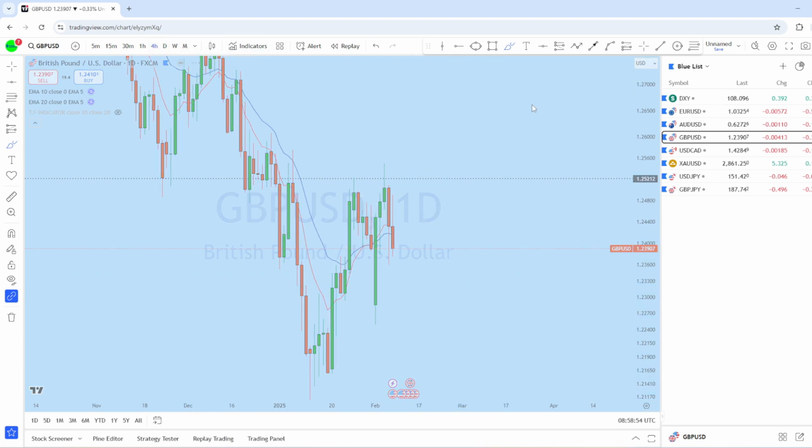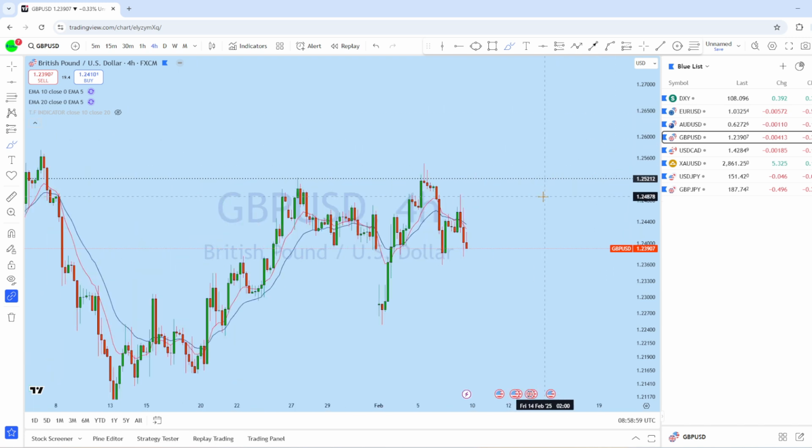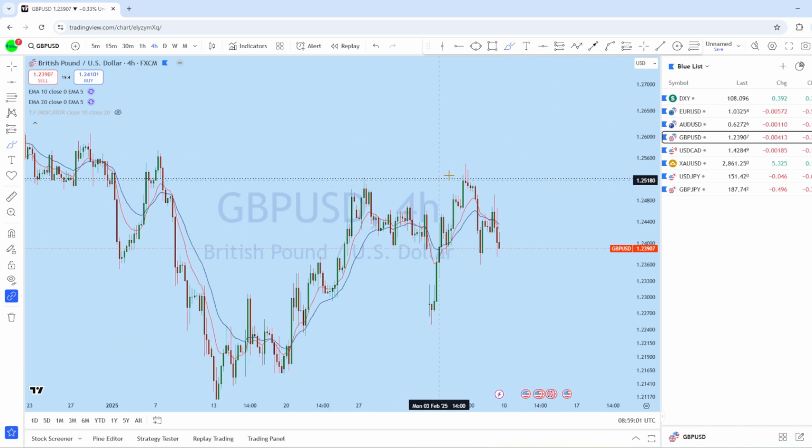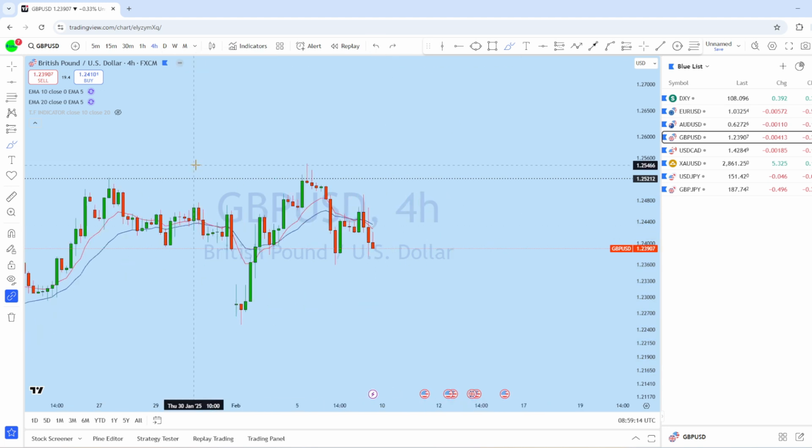Now from the 4-hour perspective on British pound US dollar, this is where the price grabbed the liquidity and managed to start a downtrend. Here is the resistance line, a drop here, a pullback to the upside, and we can see the market is still maintaining a downtrending market structure.